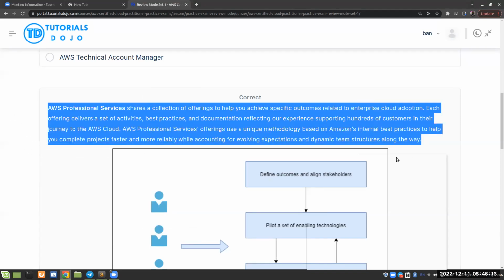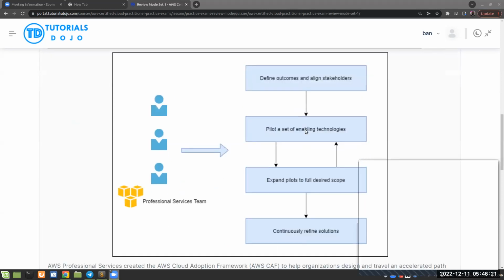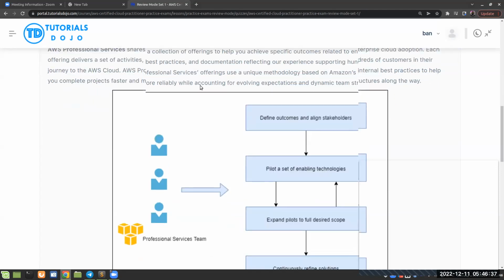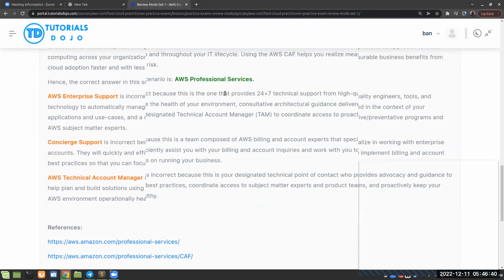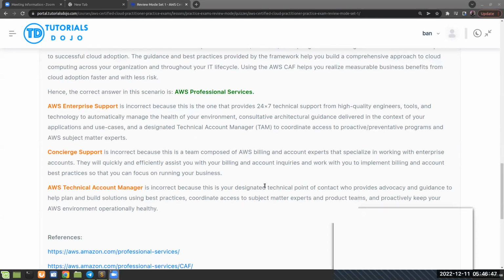So I hope that helps for those who didn't know what professional services is. Think of them as a special team that can help you get into the cloud faster. So if there is a company that doesn't have the necessary team, professional services can help them. But of course, it's always good that every company has internal staff that understand AWS, because AWS will not be working for you continuously.